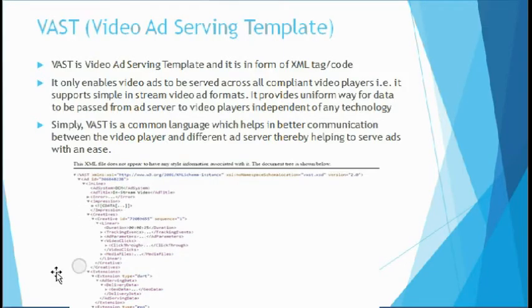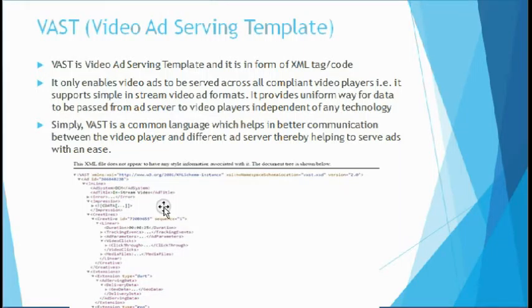So you can see the example of a VAST ad tag over here, a VAST XML tag. This is a bunch of code which is used in the VAST XML. There is certain information, like which version it is. VAST has different versions like VAST 2.0 and VAST 3.0. The latest one is 3.0.